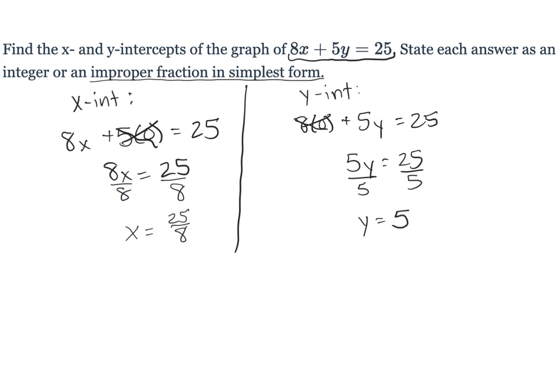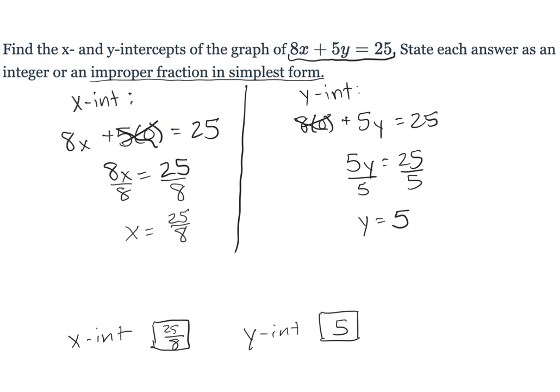So on Delta Math, you're going to have two boxes at the very bottom. It's going to say x-intercept. There's going to be a box for you to type your number in. You would type in this case, 25/8. Then there's a second one that says y-intercept. Box, you type in 5.